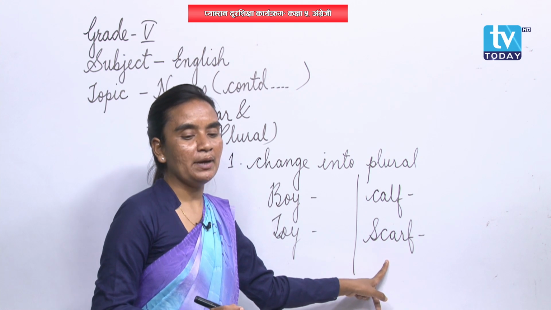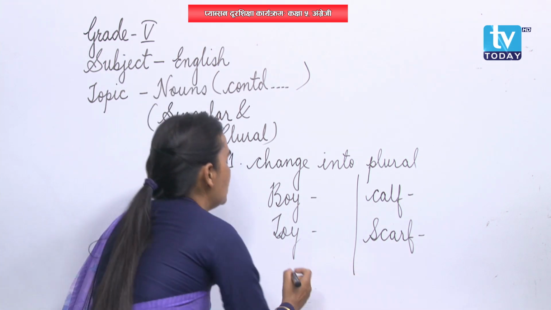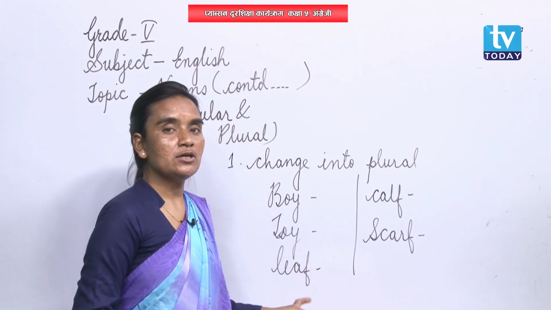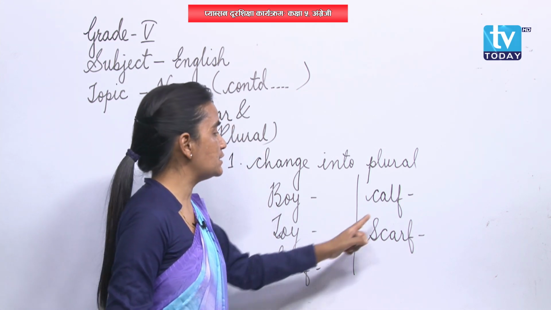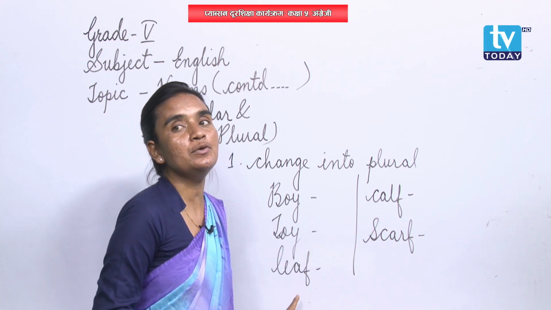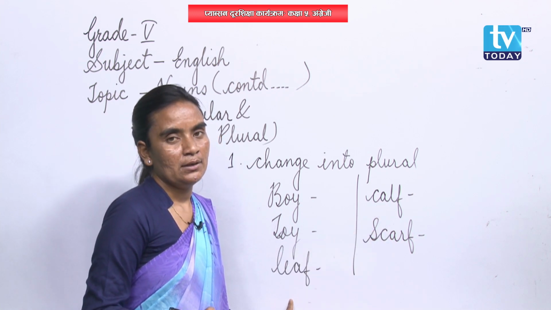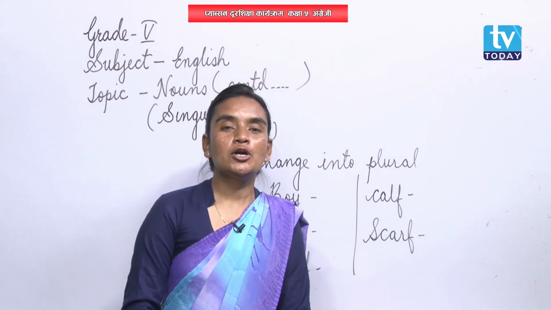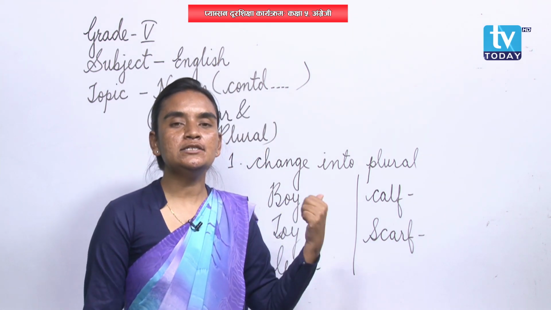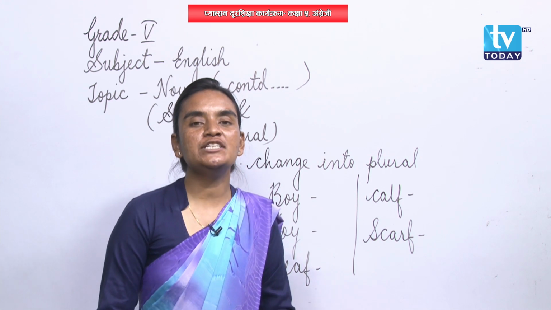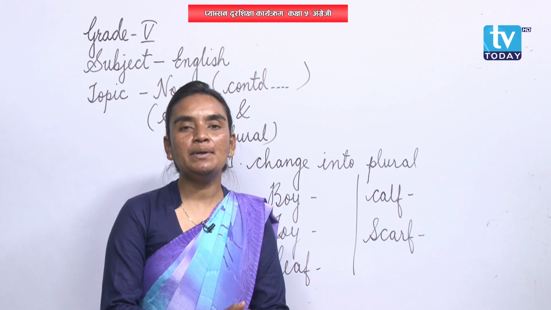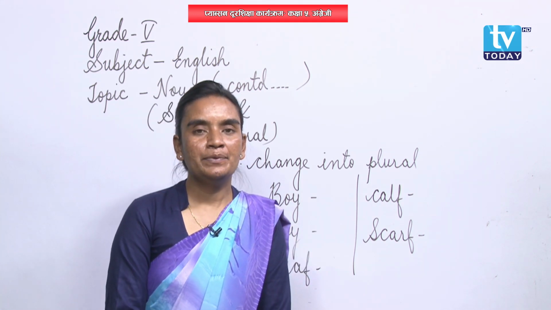Similarly, dear children, we can also go for another word, that is leaf. This is also similar, the same rule as in calf we have to apply. So, in such a way, dear children, we have to go for finding the plural from the singular form, how we can change them into plural form, and how we can complete our assignments.